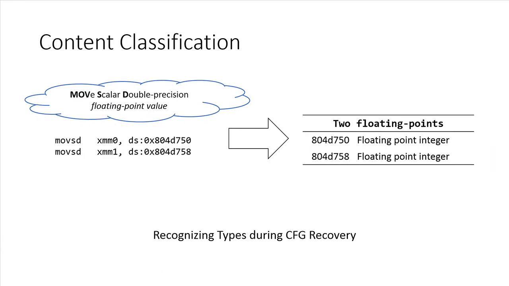Here is a very simple example. When we use the instruction movsd to access a piece of memory and copy the data into XMM registers, we can safely assume that the memory being referenced must be holding a floating point variable, because that movsd stands for moving a scalar double precision floating point value from somewhere to somewhere.